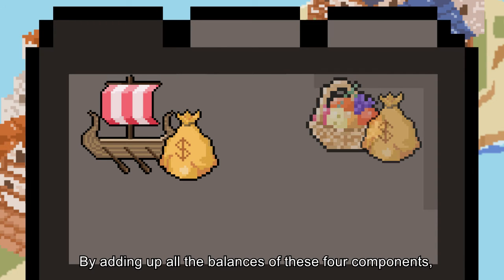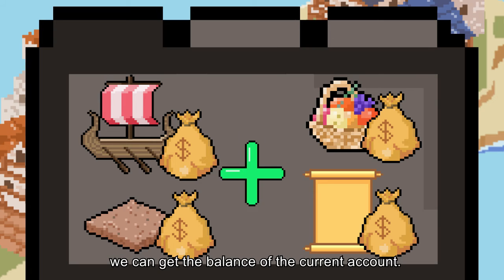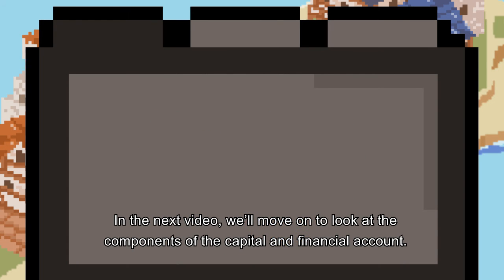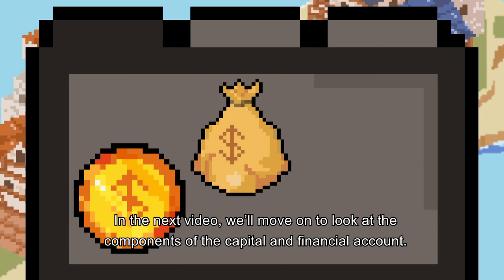By adding up all the balances of these four components, we can get the balance of the current account. In the next video, we'll move on to look at the components of the capital and financial account.